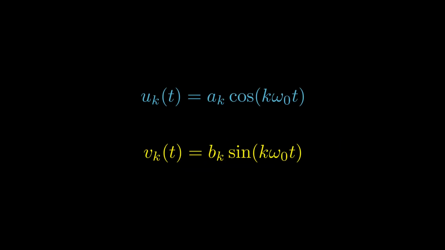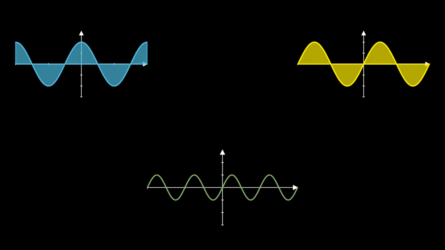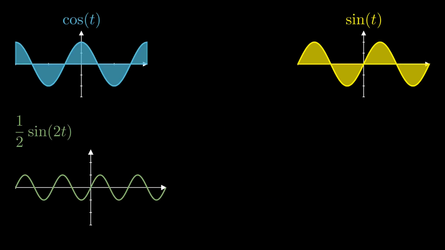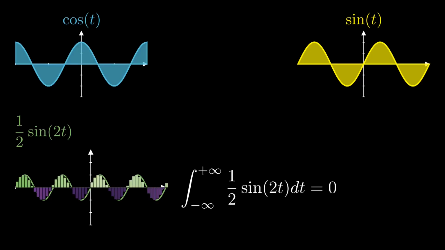If we denote the basis function as u sub k and v sub k, with u sub k as the cosine part and v sub k as the sine part, each u sub k and v sub k is orthogonal to each other. Proving the orthogonality can be relatively easy thanks to the integration properties of even and odd function. The cosine function is even, while the sine function is odd. Because their integration is symmetric, and sine times cosine result in an odd function, the integration result is clearly 0.